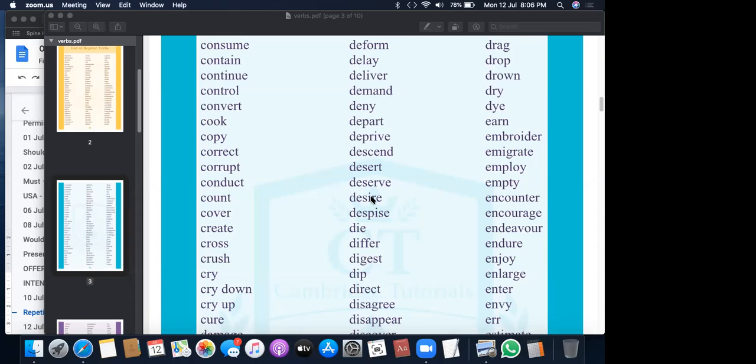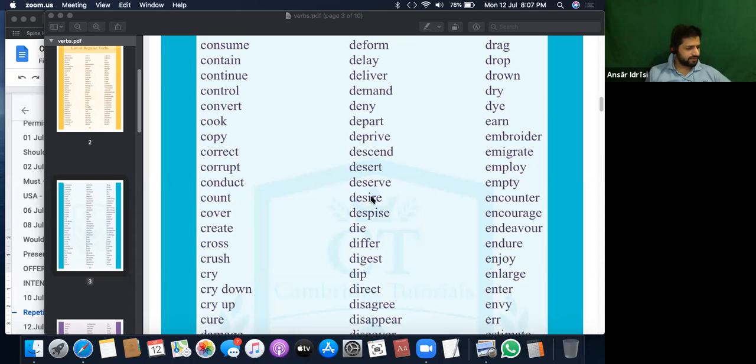You used to earn. You used to enlarge. Did you used to enlarge? Did you used to despise? You didn't used to despise. You didn't used to enlarge. You didn't used to earn. Enlarge and despise. Okay, despise. Next.